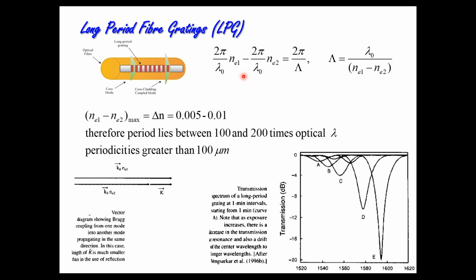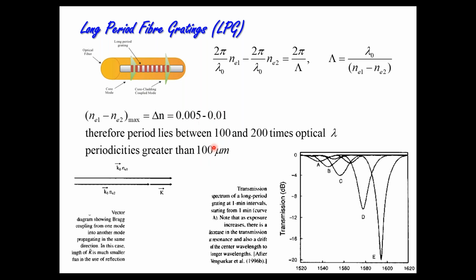So if you monitor the transmitted optical power in an optical spectrum analyzer, you will find dips like this, according to which cladding mode it is transferring power. But one thing to be noted here is that the periodicity requirement for long period gratings is not as stringent as in the case of a fiber Bragg grating. This periodicity can be 100 micrometer, unlike the case with the FBG, where it was 500 nanometer.